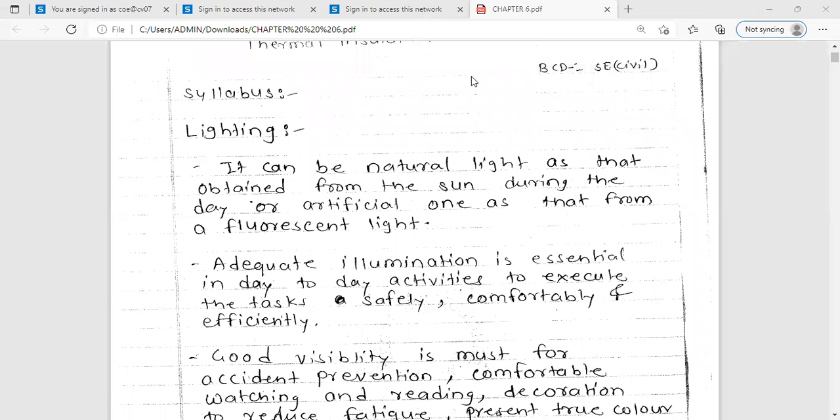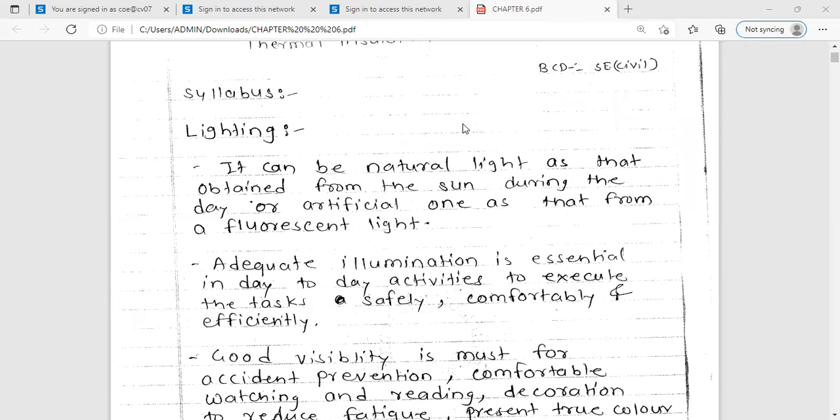Welcome back in series of lectures, building, construction and drawing. And in today's session, we are going to discuss whatever remaining parts are there from the unit number 6. In that first point, we are going to discuss lighting.